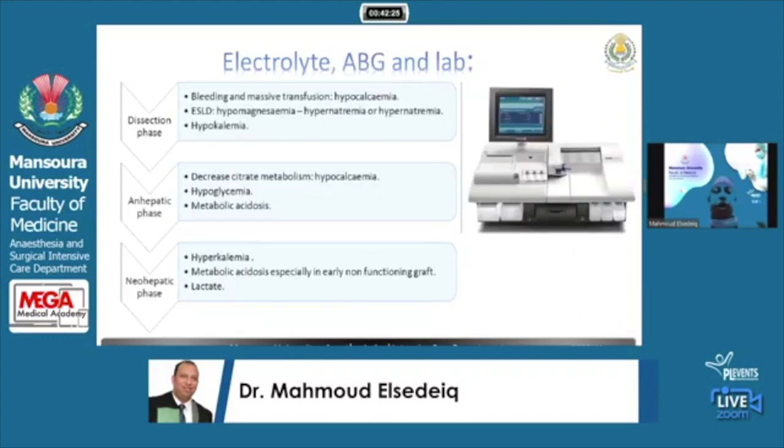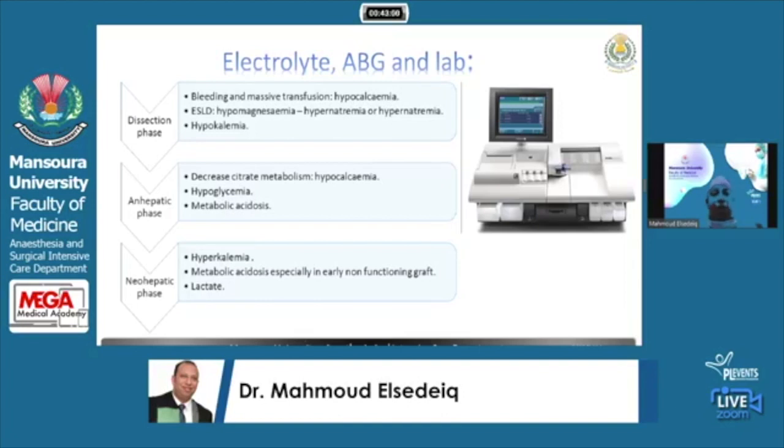Electrolytes, ABG, and labs. In the dissection phase, bleeding and massive blood transfusion can lead to hypocalcemia, so we need to monitor serum calcium in the dissection phase. End-stage liver disease can also lead to hypomagnesemia, which can lead to long QT interval, hyponatremia or hypernatremia, or hypokalemia. In the anhepatic phase, decreased citrate metabolism can lead to hypocalcemia, decreased metabolic activity of the liver leads to hypoglycemia, and the accumulation of lactate leads to metabolic acidosis.